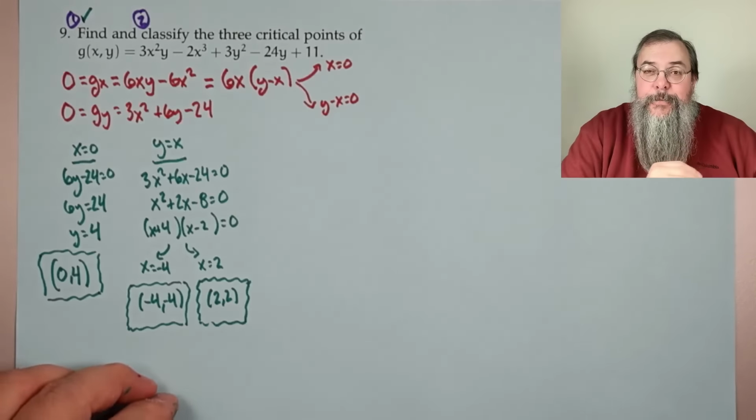Catching our breath, we transition to the classifying. Second partials test. Let's recap it. We're going to find this D, which is g_xx times g_yy, and we subtract g_xy quantity squared. And there's a couple cases. If D is positive, we then look at g_xx. If that's negative, then we are a max. If g_xx is positive, we are a min. If D is negative, we are a saddle.